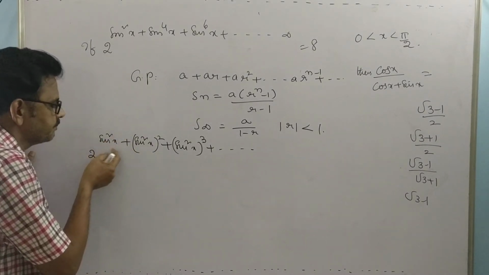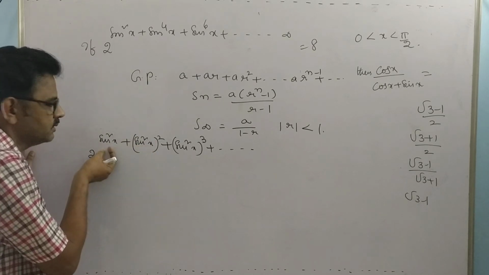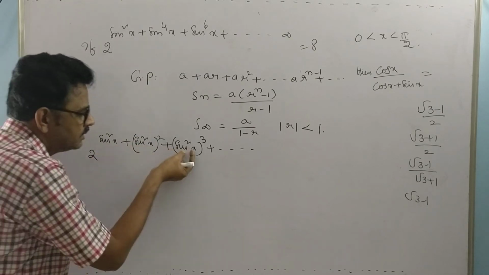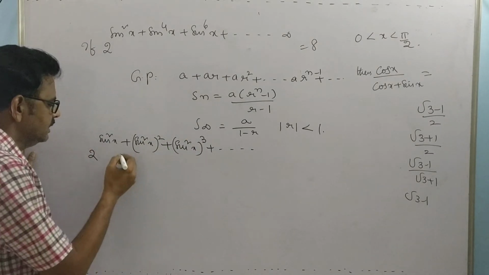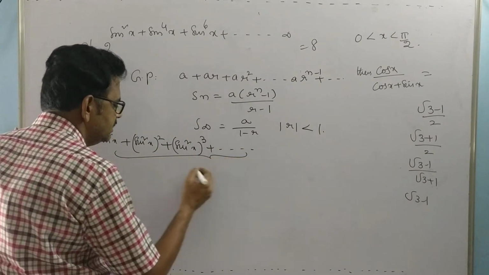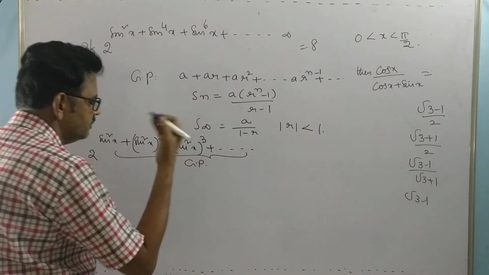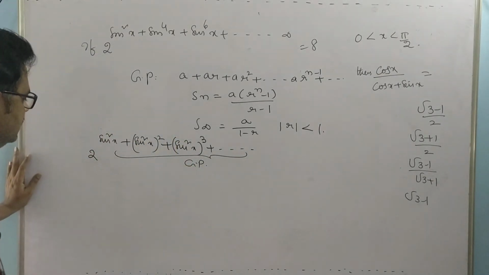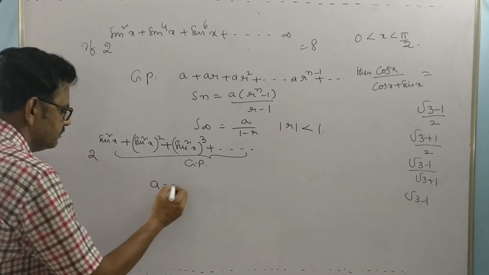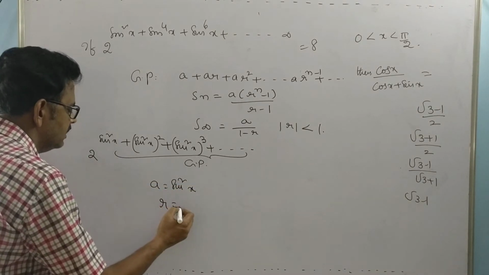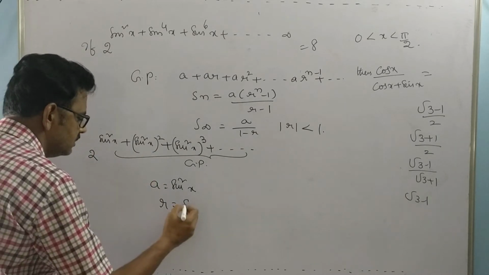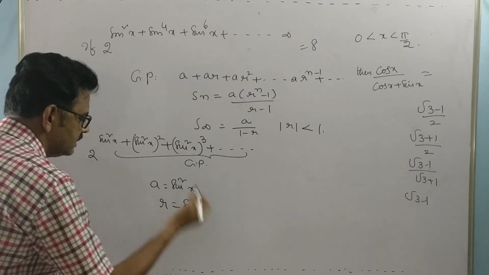Second term by first term: sin power 4x by sin square x, which is sin square x. Sin power 6x by sin power 4x, which is sin square x. So these are in GP with common ratio sin square x. A is the first term, sin square x, and R is the common ratio, second term by first term, that is also sin square x.